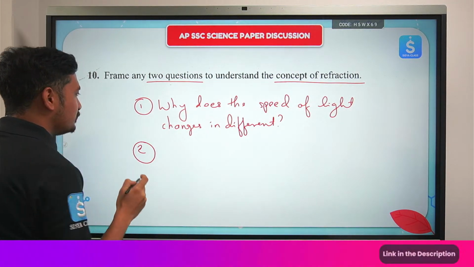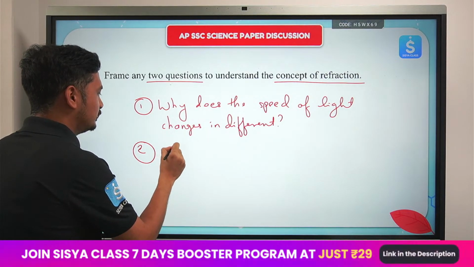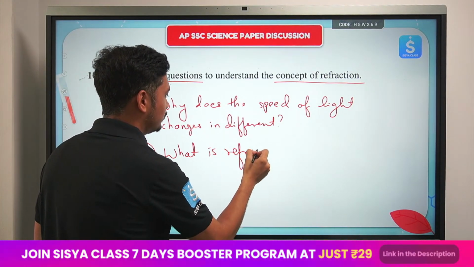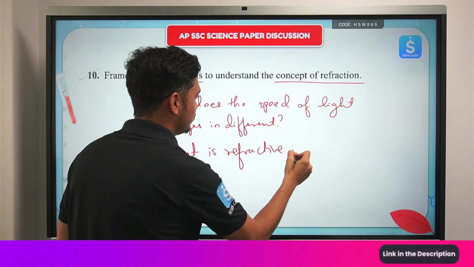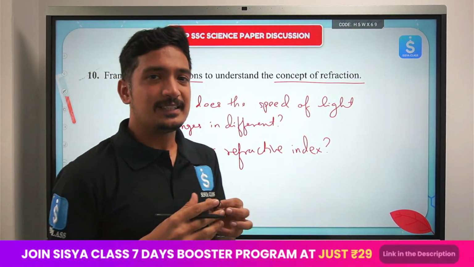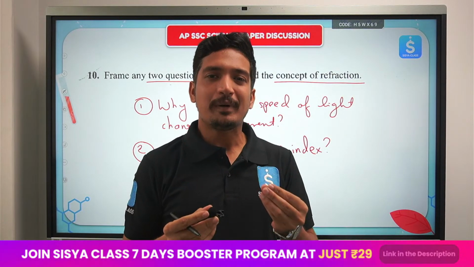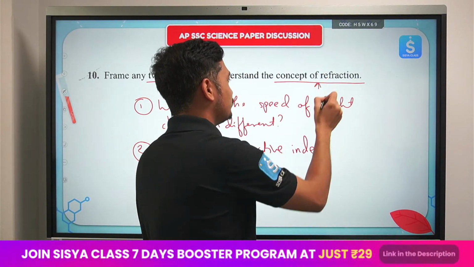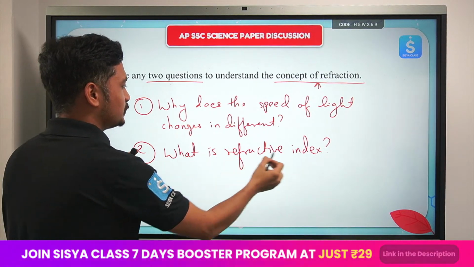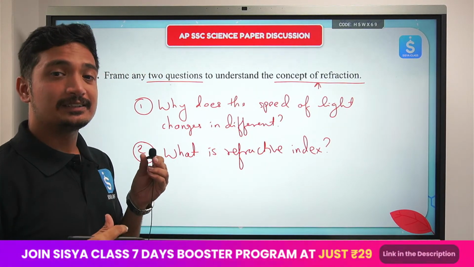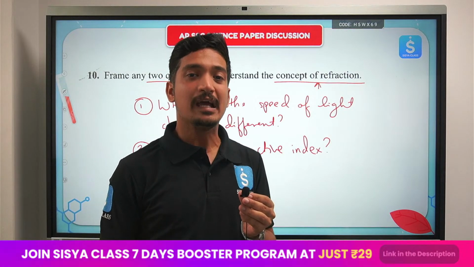Okay, the second question can be anything. I'll say, what is refractive index? Now you can assume that these are questions that a student might ask to understand the concept of refraction. So from here the student will understand what is refractive index, and from here the student will understand why actually bending of light takes place.